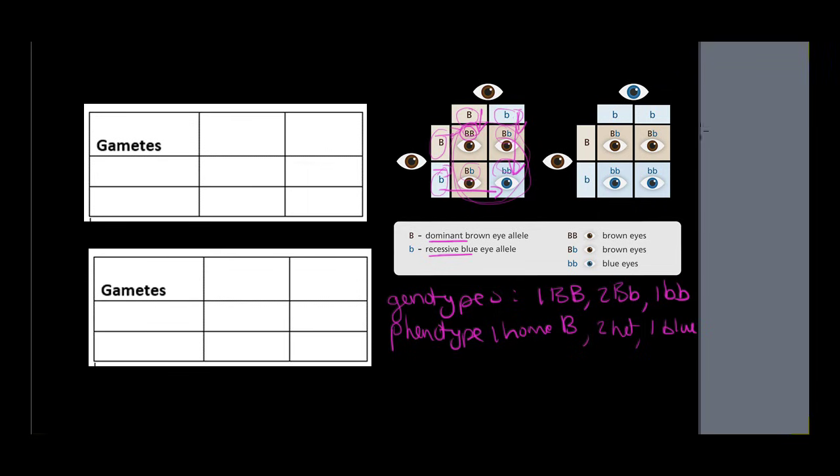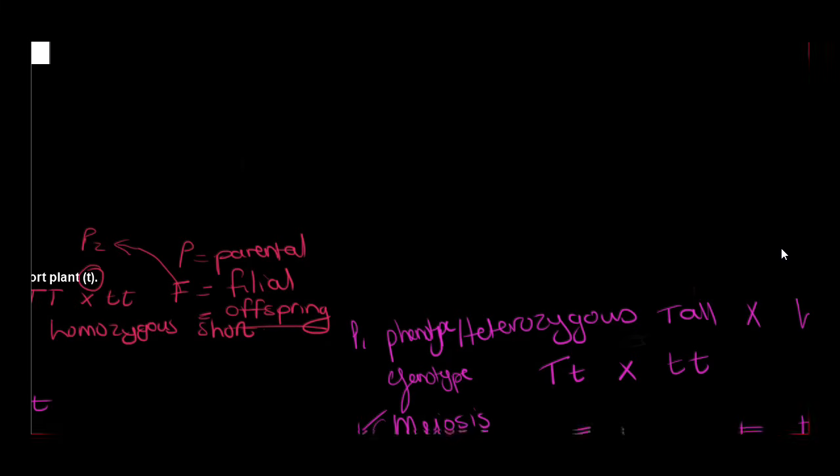In this case, they used a homozygous blue, so the recessive gene, crossing with a heterozygous, and that is the result. I'm not going to go through that again now. I'm sure that you understand it. When they ask you for a P2 generation, they will clearly state that in the paper.